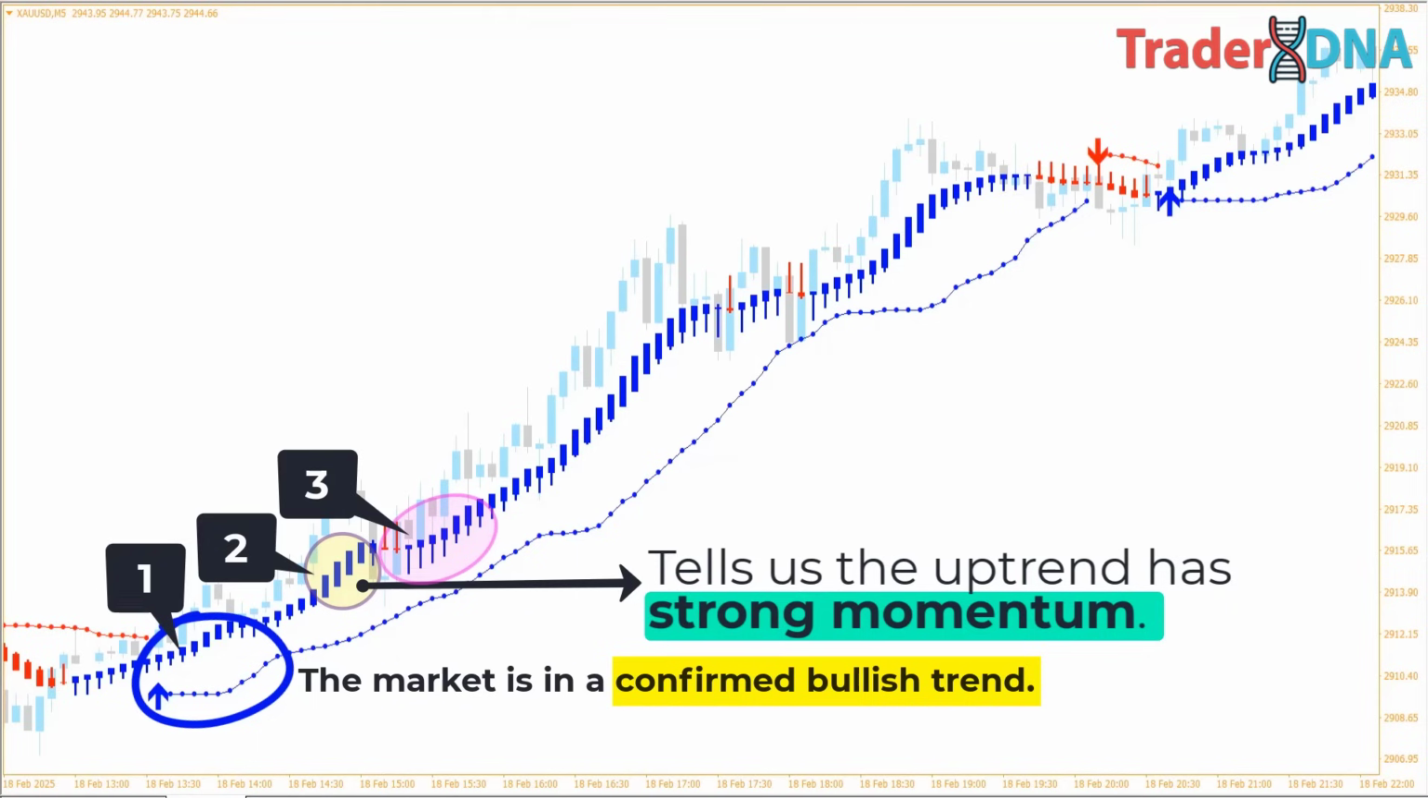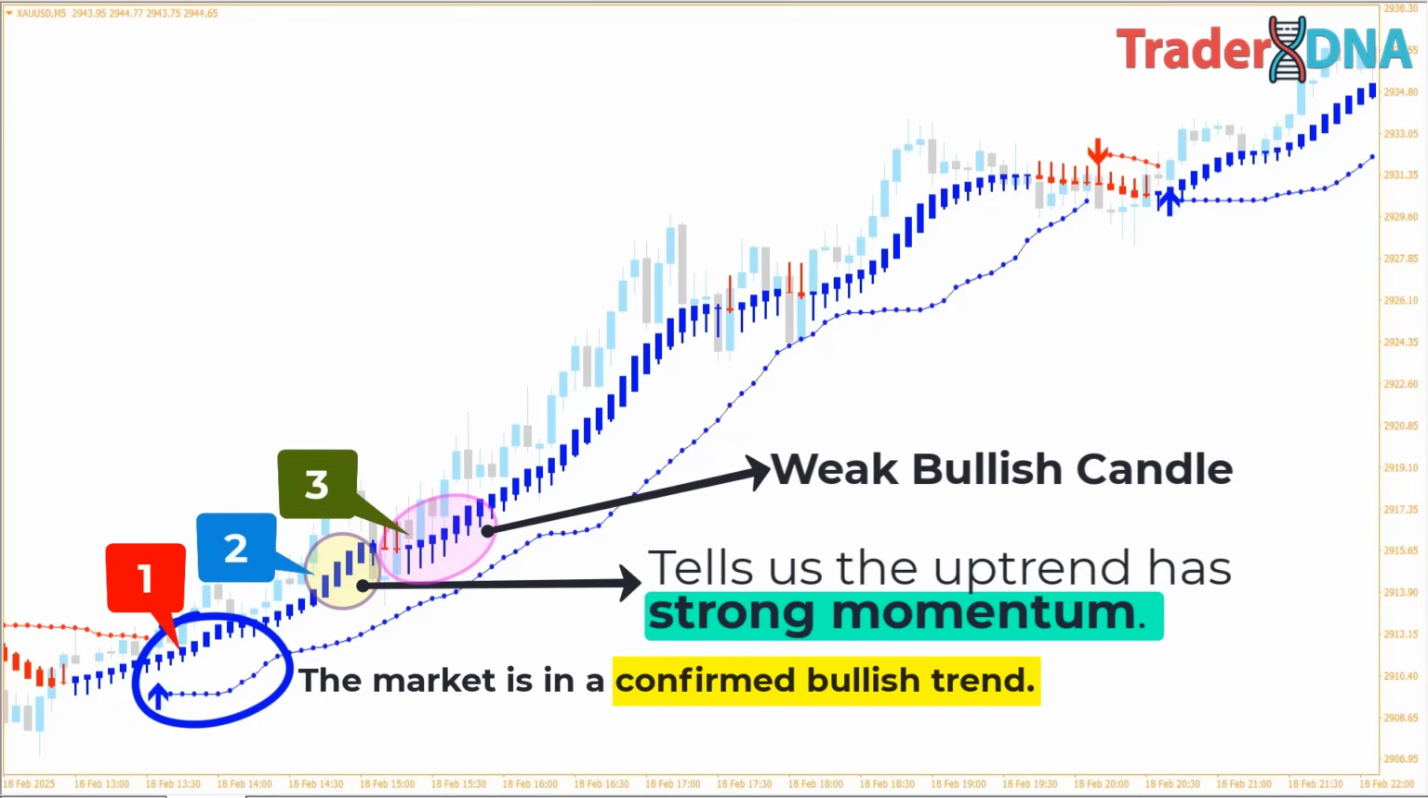Let's recap to make sure this is crystal clear. Rule number 1. Both indicator profitable strategy 1 and indicator profitable strategy 2 must be blue, confirming a valid bullish trend. Rule number 2. Indicator profitable strategy 2 must form a strong bullish candle, confirming strong buying momentum. Rule number 3. The market must experience a slight pullback, forming a weak bullish candle, creating an optimal entry point. Following these rules ensures that we don't chase the market, but instead enter at the right time with a strong risk-to-reward ratio.